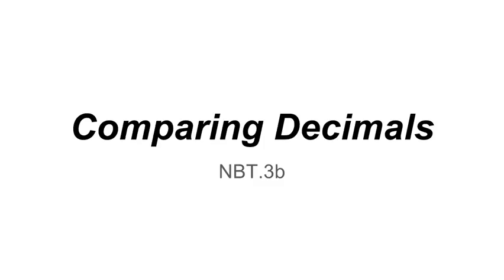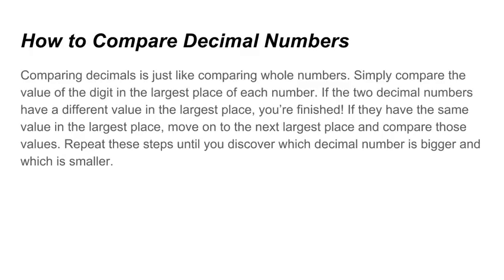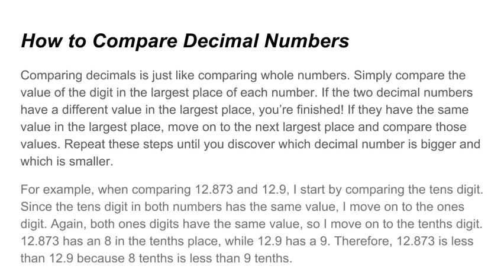In this video, we will be going over how to compare decimals. How to compare decimal numbers. Comparing decimal numbers is just like comparing whole numbers. Simply compare the value of the digit in the largest place value of each number. If the two decimal numbers have a different value in the largest place, you're finished. If they have the same value in the largest place, move on to the next largest place and compare those values. Repeat these steps until you discover which decimal number is bigger and which is smaller.